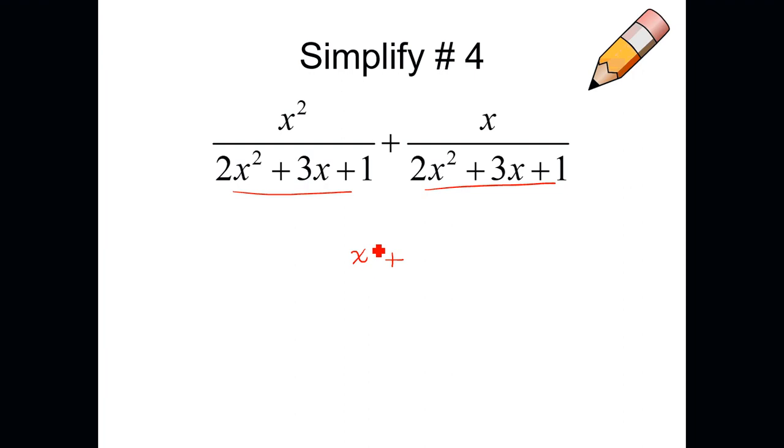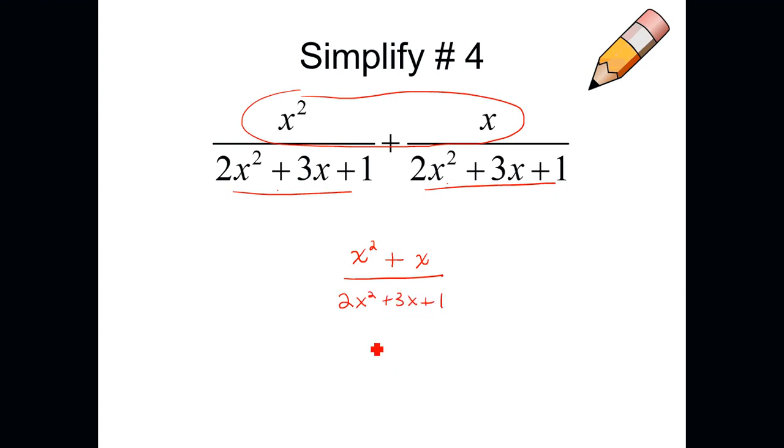So I have x squared and a positive x. When I add across the top, these do not combine. They are not like terms. When you add, you need to have like terms. So this guy and this will just be in the denominator. So 2x squared plus 3x plus 1.